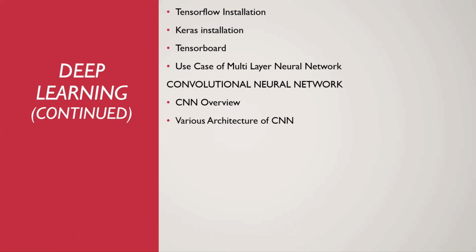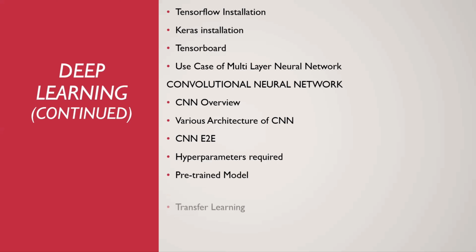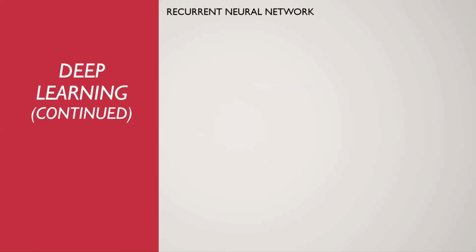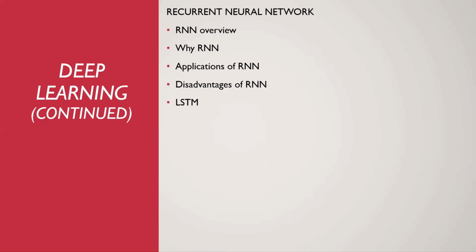You have to know the overview, architecture, and an end-to-end implementation of CNN, and what all the hyperparameters are that are required. And you have to know what a pre-trained model is and what transfer learning is, and you can practice with your use case with that. Recurrent neural network would be the next one, and here you have to know why RNN, the applications of RNN, what the disadvantage of RNN is, why LSTM came into place, and what GRU is, and we'll see some use cases out of it. So all these you have to know in deep learning.